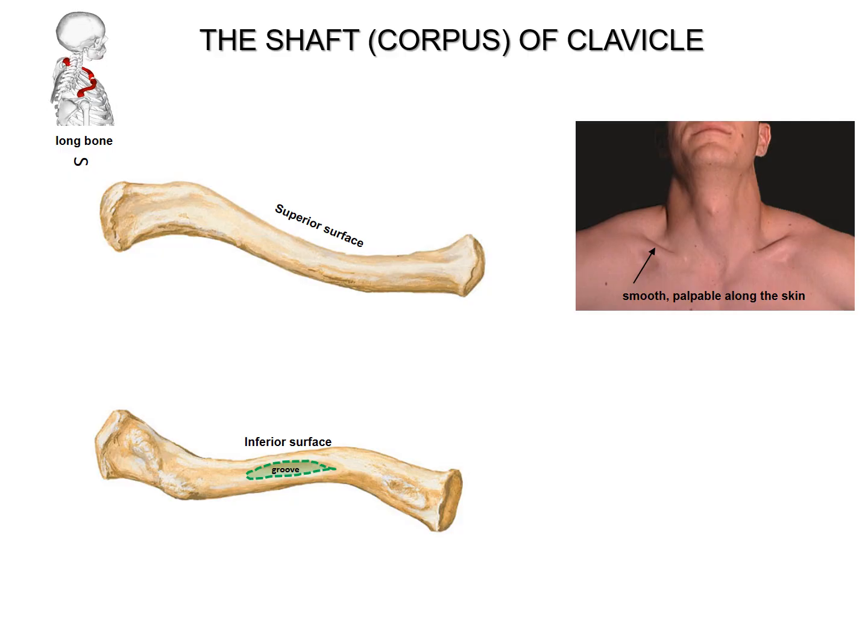The clavicle is a long bone with a slight S-shaped curve. The medial 2/3 of the shaft is round and its lateral 1/3 is flattened. On the shaft we can describe superior and inferior surfaces. The superior surface is subcutaneous and smooth and palpable along the skin. The inferior surface of the shaft possesses a small groove in its middle third.